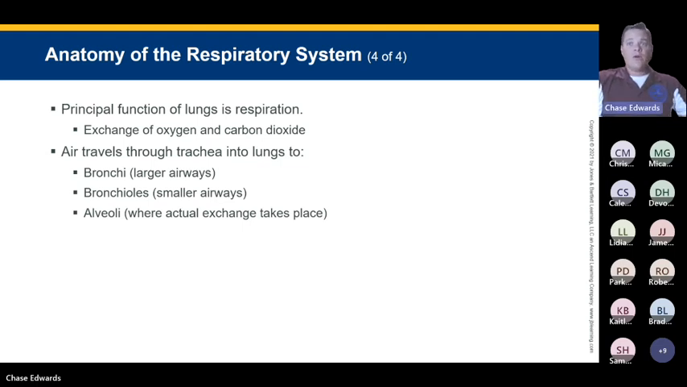All right, so as you know, air travels through the trachea into the lungs, and then from there it goes to the bronchi, the bronchioles, and the alveoli. All right, large, smaller, and then where the exchange actually takes place.